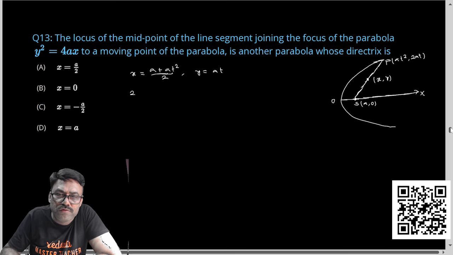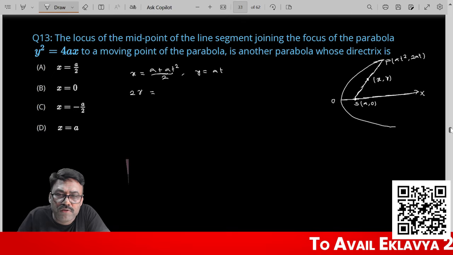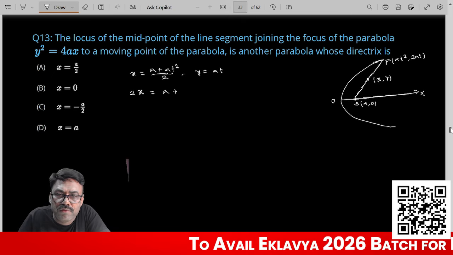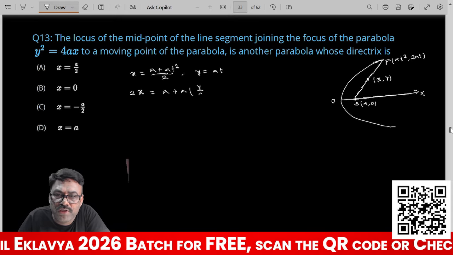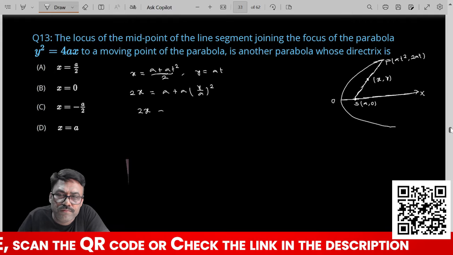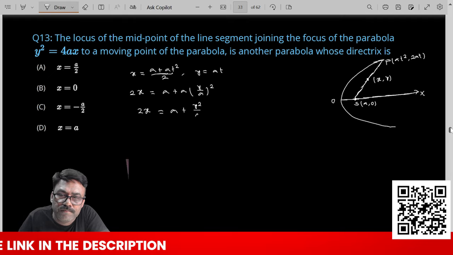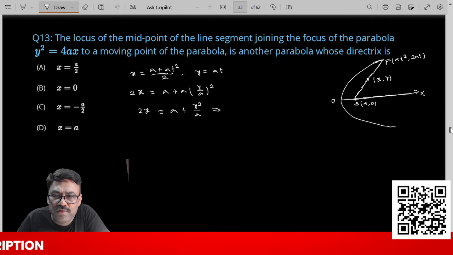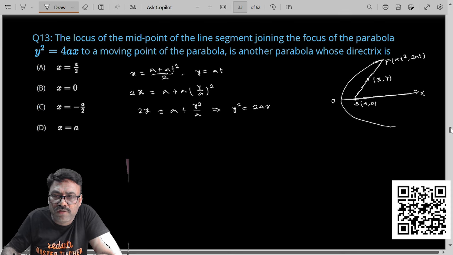Now I can write 2x is equal to a plus at square, and t is y by a. So t can be written as y by a. I'm getting 2x is equal to a plus y square by a. If I simplify it, it becomes y square is equal to 2ax minus a square.